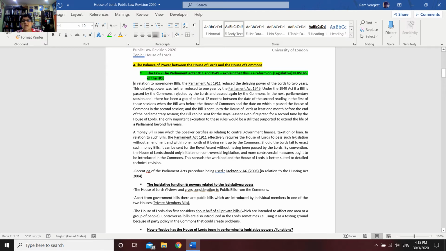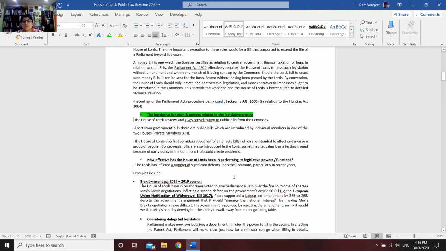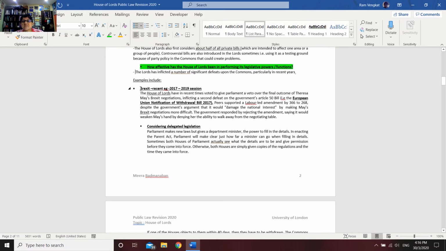So we need to look at that, the Parliament Act. So that's 1, and then here as well. Okay, and then how effective have they been in doing their work? Okay, give some examples of that. For example, the Brexit session. So we'll come back to that.